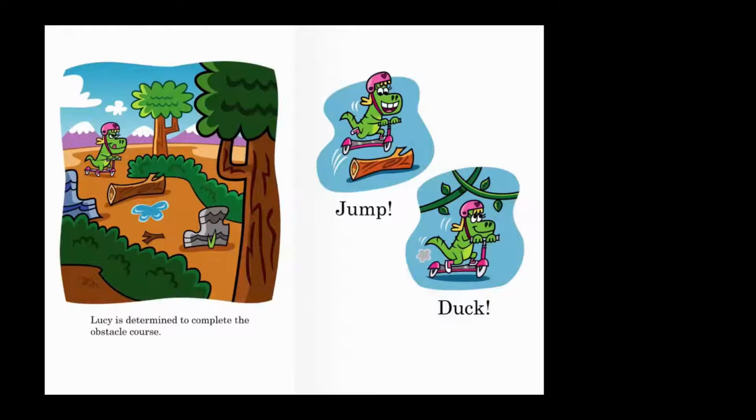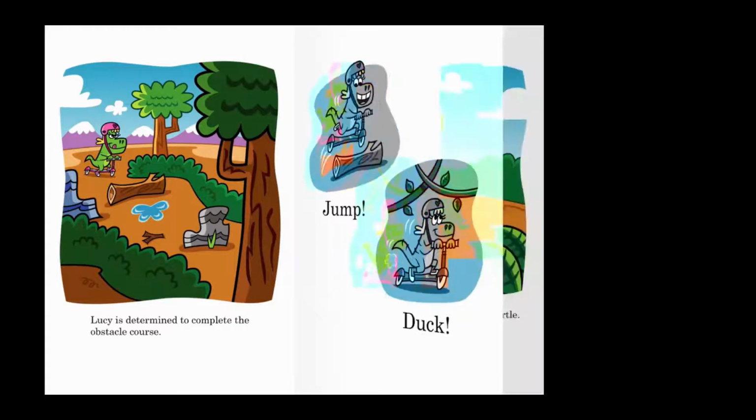Lucy is determined to beat the obstacle course. That's a good challenge. It's good to have a challenge. So it looks like Lucy has to get around a log and a puddle and a stick and a rock. Let's see if she can do it. So Lucy jumps and she ducks.